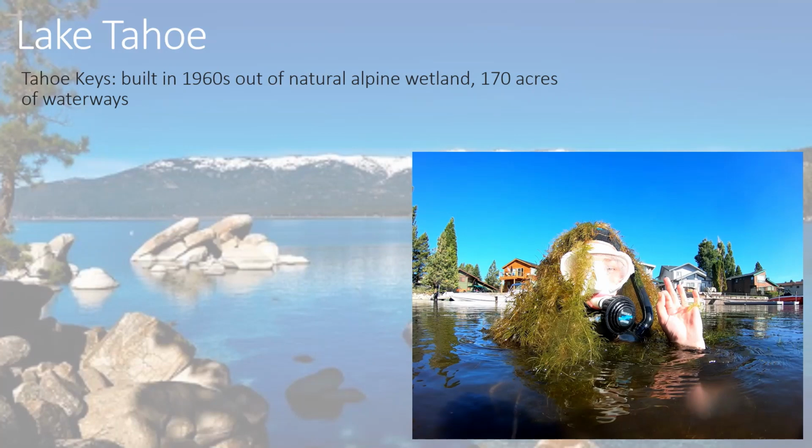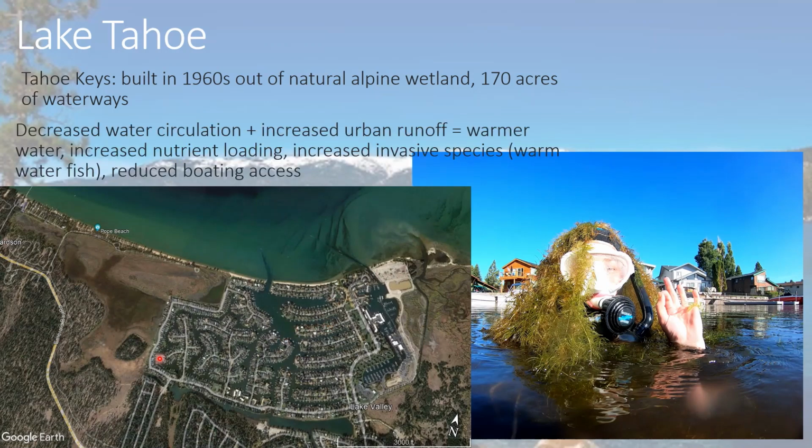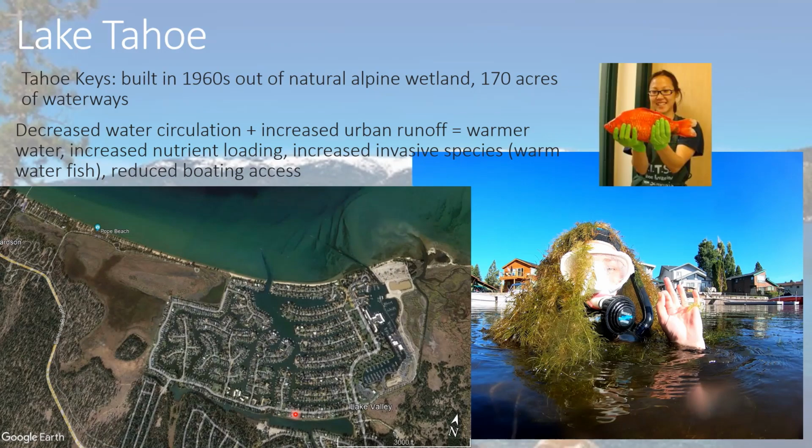Nor do they tend to think of the Tahoe Keys, which is a community built in the 1960s out of a natural alpine wetland that has 2 channels open to the lake. This urban artificial lagoon system can lead to decreased water circulation and increased urban runoff, which in turn leads to warmer water and increased nutrient loading and increased invasive species of plants, which in turn harbor warm water fish, including our friend, the aquarium goldfish. And more importantly to the Keys, the overgrowth of plants leads to reduced boating access.